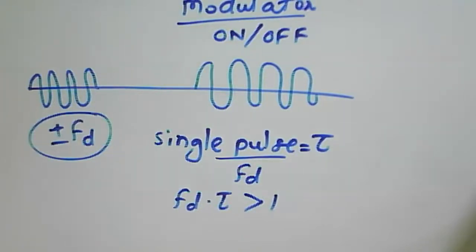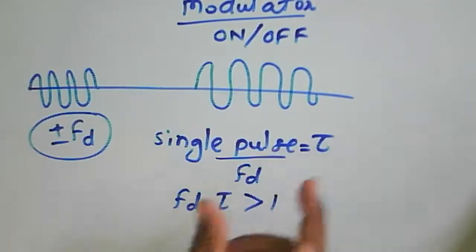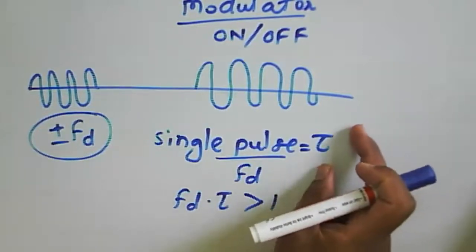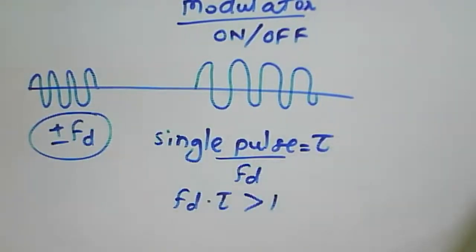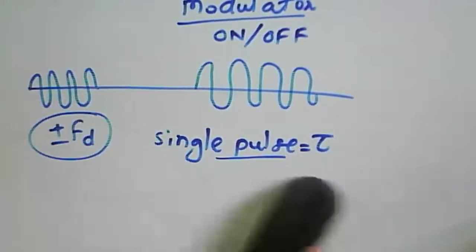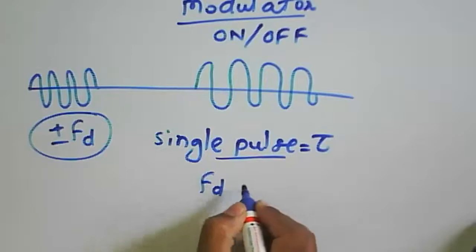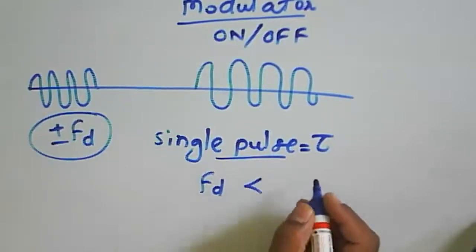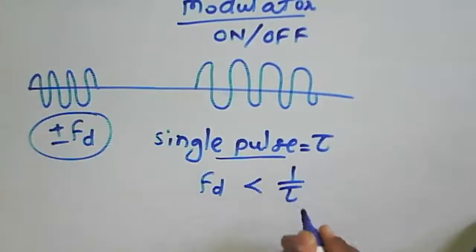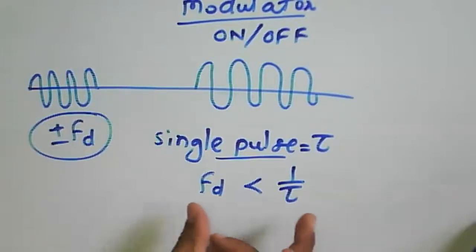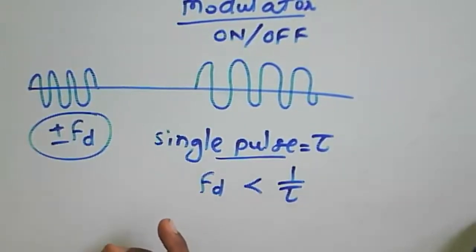If FD is smaller than, that is, the Doppler frequency is smaller than the frequency corresponding to the single pulse width, I write here: if FD is smaller than the single pulse width frequency, then in that case we are not able to detect the object. So these are the conditions to identify whether the target is present or not.